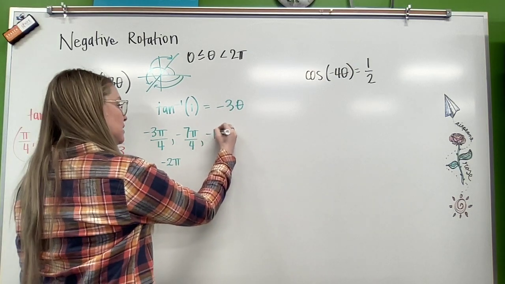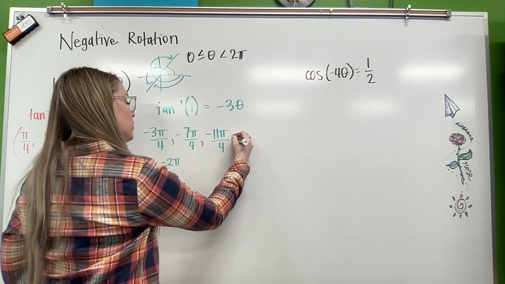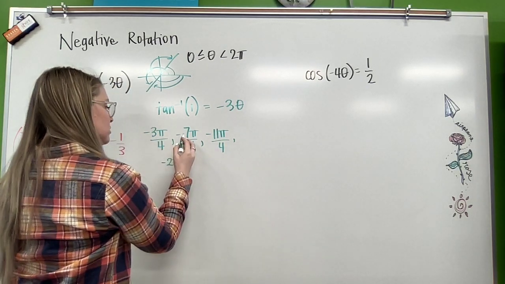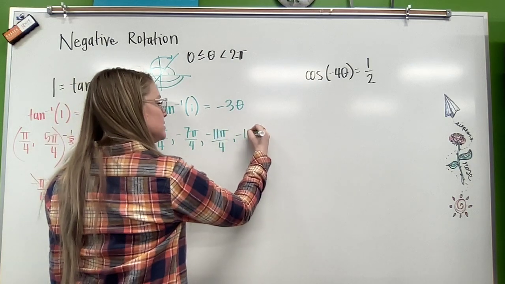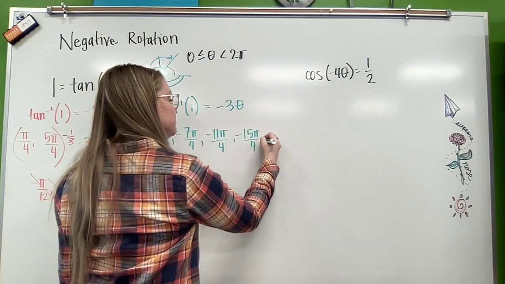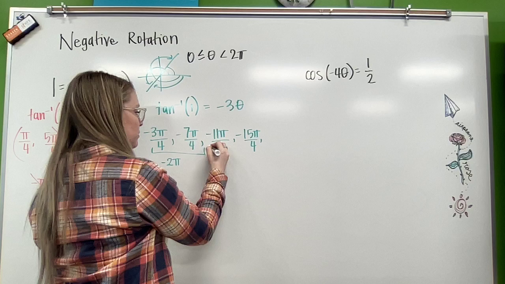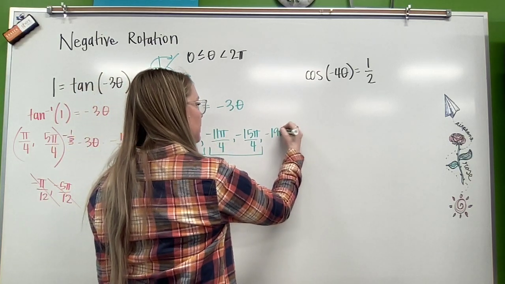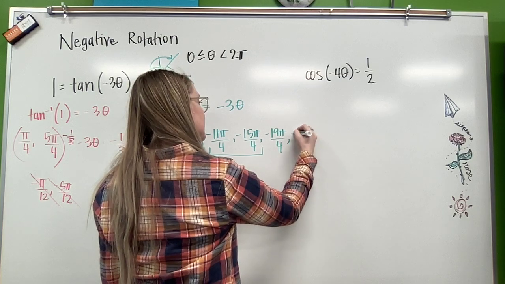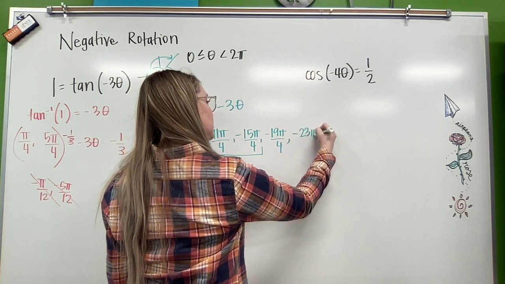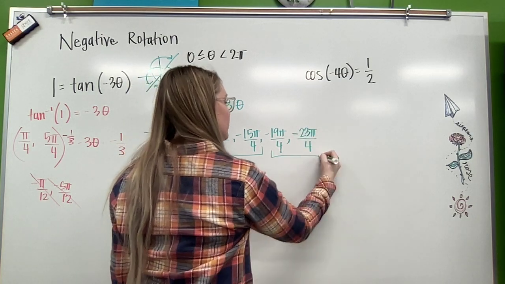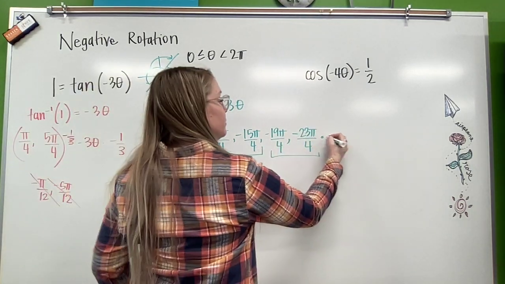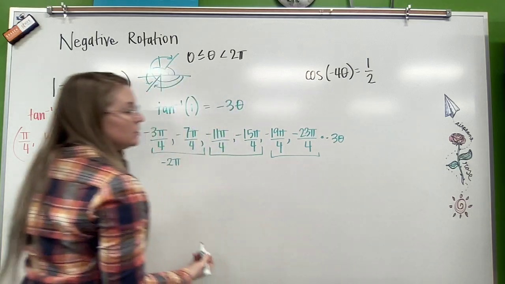So that's going to be negative 11 pi over 4 and, okay, negative 15 pi over 4. So there's 1 rotation, 2. So I'm going to negative 19 pi over 4 and negative 23 pi over 4. So all of these are equal to my negative 3 theta.